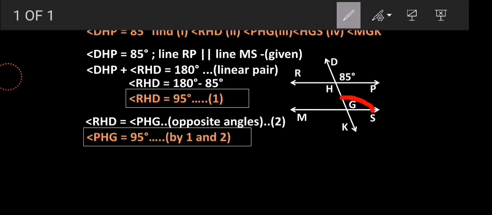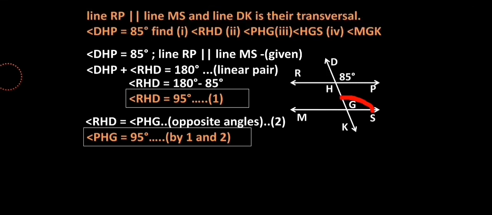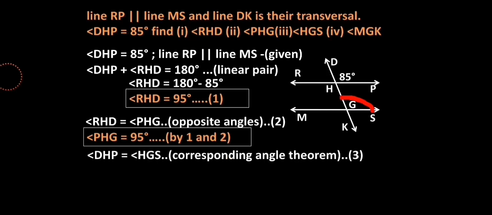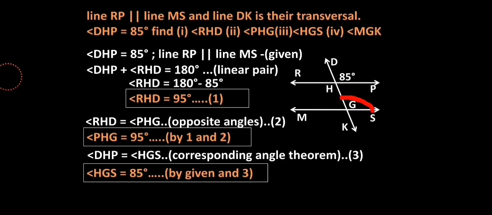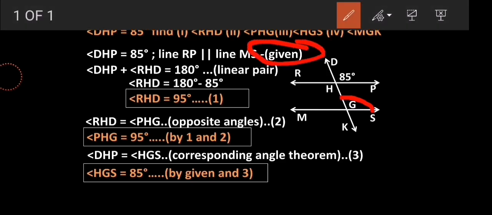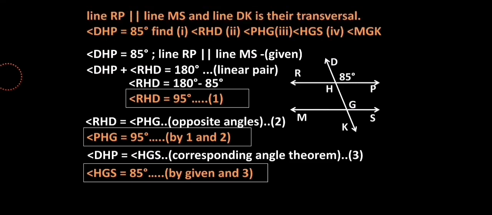So we know HGS is the corresponding angle of DHP, so mention it. DHP is equal to HGS, reason: corresponding angle theorem, right? Label it 3. And if you observe the given part, DHP is 85 degrees, and therefore HGS is also 85 degrees, and that is written in the answer. I hope I'm making it very clear to you, boys and girls. If you have any problem, you can ask me anytime in the comment section below. The last angle that we need to find is MGK.